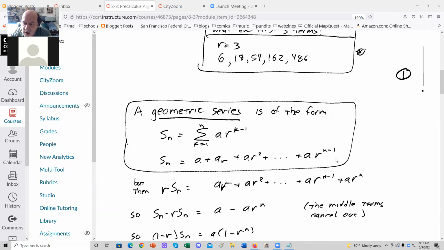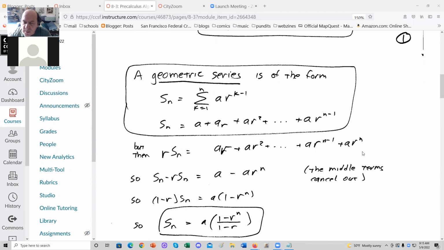So you sum them all, A plus AR plus AR squared, all the way up to AR to the n minus 1. Now, suppose you have S_n equal to this sum. You multiply by R, it moves it over one step. A becomes AR becomes AR squared becomes AR cubed, and AR to the n minus 1 becomes AR to the n. Now, this sum and this sum are almost the same in all the terms in the middle.